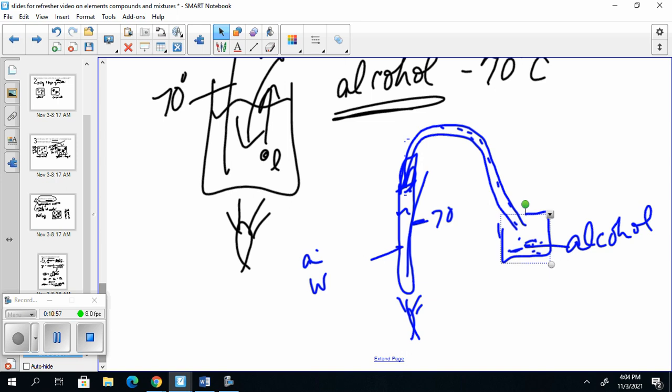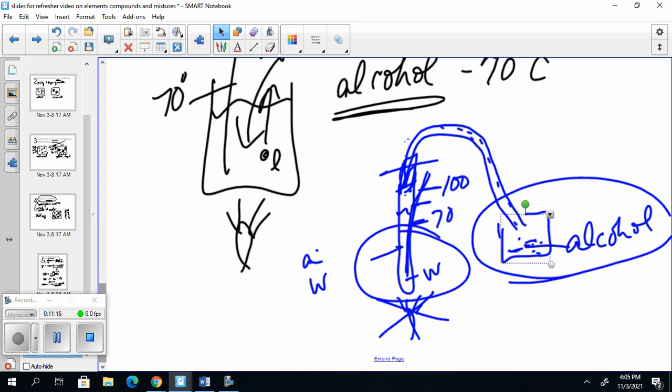So it's going to stay there for a while. And then eventually it's going to go up again and then be like, okay, now I'm at 100. Well, before that point, I want to stop my fire because once you go above 70, I only have water left in here. So I disconnect it and now I've separated them. The alcohol is over here and the water is in here.